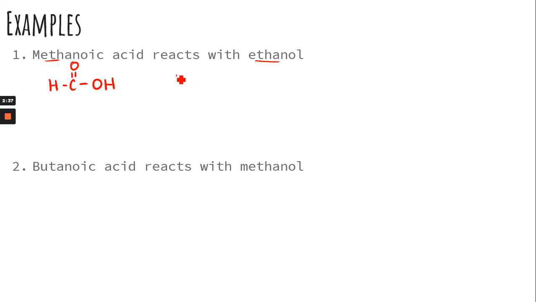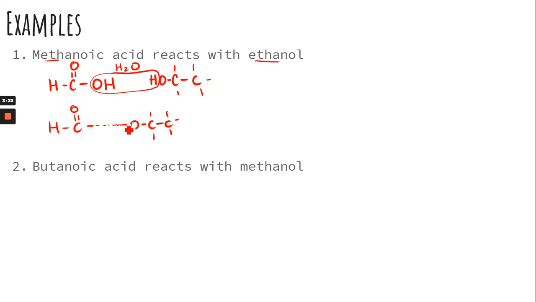Ethanol, eth means 2 carbons, and then it has the hydroxyl group on it as well, and then some hydrogens. And so the hydroxyl group here is going to bond with the hydrogen over here, and so this is what's forming the water, and so that leaves us with this scenario once the water has left. And so we're just going to continue this bond right here, forming our ester.